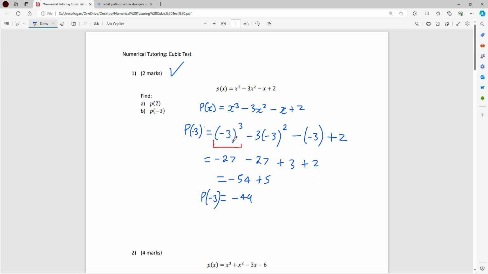The reason it's only worth 2 marks is because it's just a substitution. There's no real thinking involved. Well, there's a little bit of thinking, but it's mainly just substituting the values in and understanding the notation of this. Okay, right, so let's go into the next question.